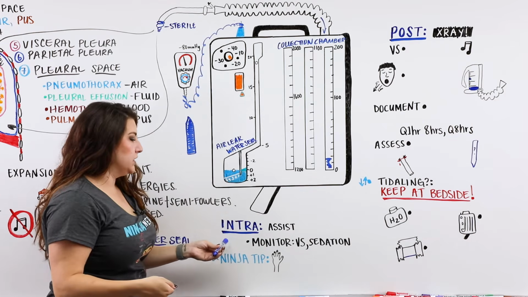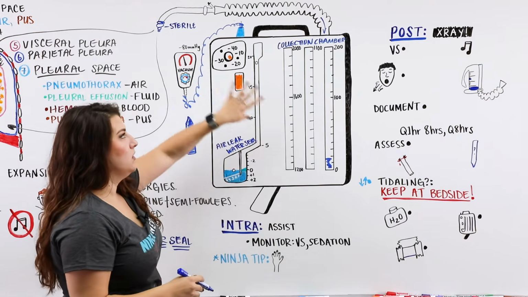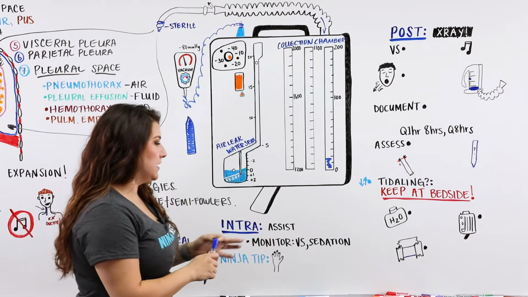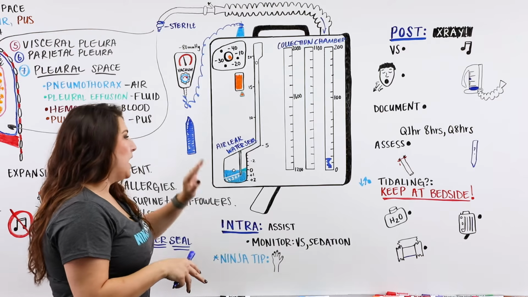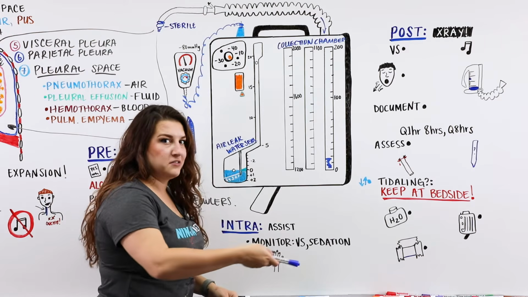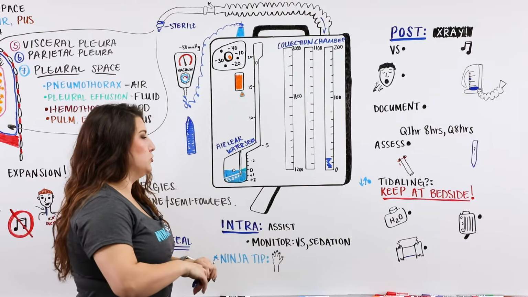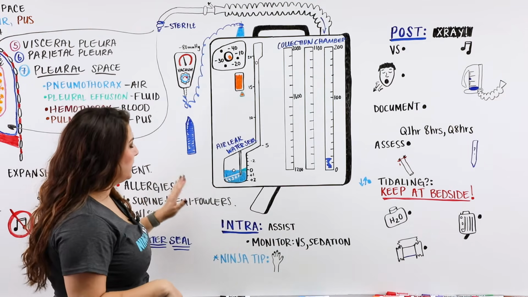So during the procedure, in the interim, what we're going to be doing is we're just going to be assisting, which again, we have set all this up. That's part of the assist. We're monitoring the vital signs and the sedation, making sure the patient isn't showing any indication of distress or pain. And we're just going to be handing over that sterile end to the provider. So as they make that incision and insert the chest tube, when they're ready, you can just hand that to them and they're going to attach it to the chest tube.